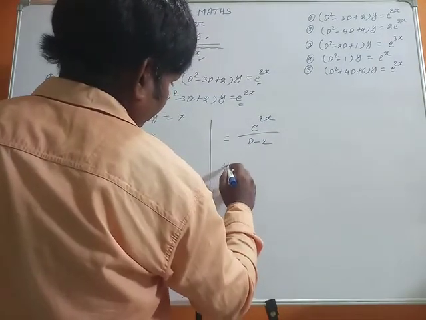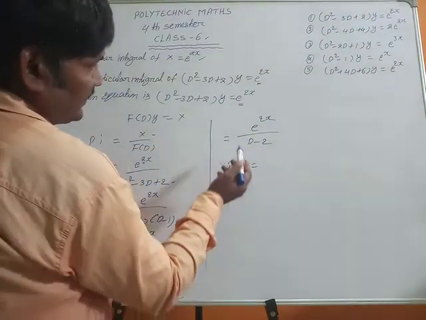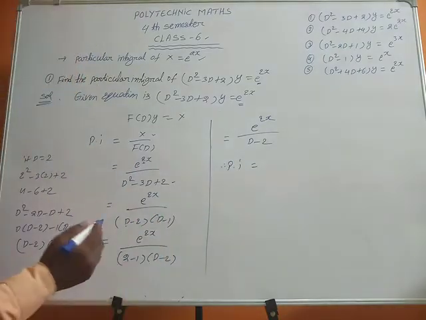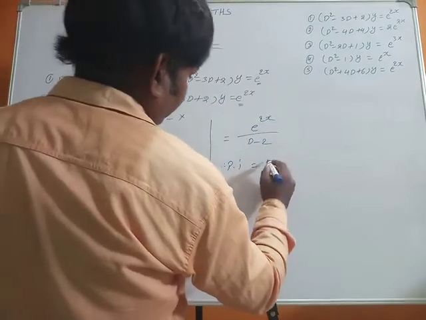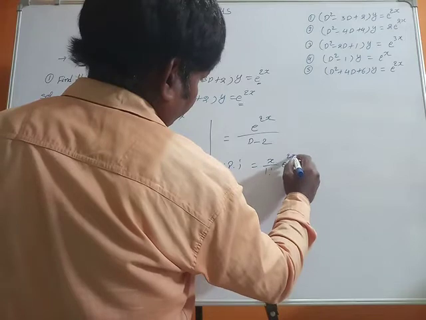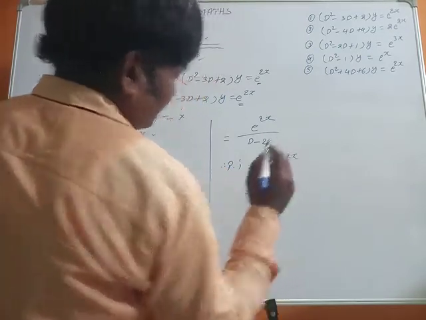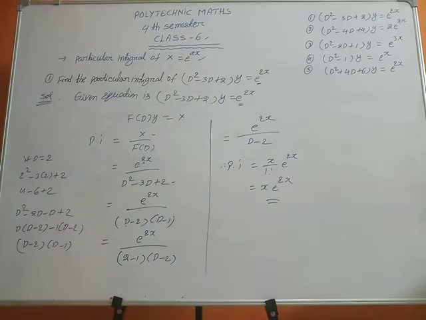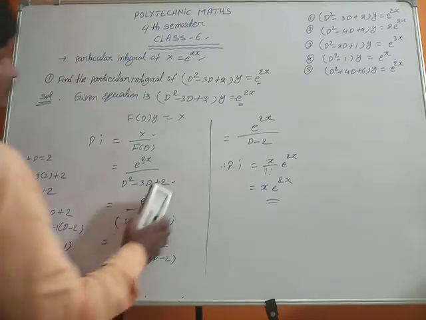So our particular integral is equal to, look here, this is in the case of e to the power of ax by D minus a. So it is 0. At that time, x by 1 factorial into e to the power of 2x. This is our final answer. X into e to the power of 2x is our answer. So this is one problem of finding the particular integral of the given equation. So next we can solve another problem.